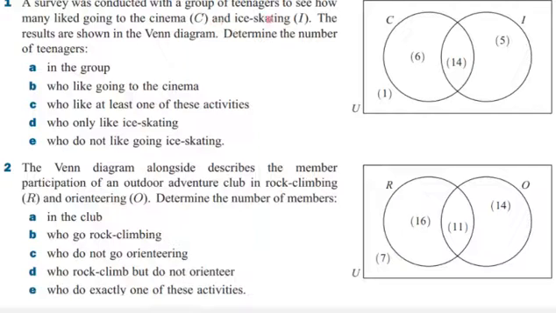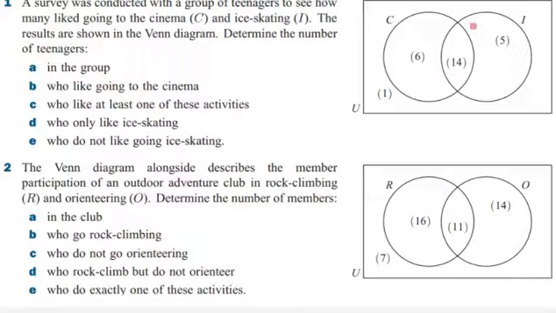how many liked going to the cinema and ice skating. The results are shown in the Venn diagram. Determine the number of teenagers, A, B, C, D, E. Those are the questions. The number of teenagers in the group who like going to the cinema, who like at least one of these activities, who only like ice skating, who do not like going ice skating.